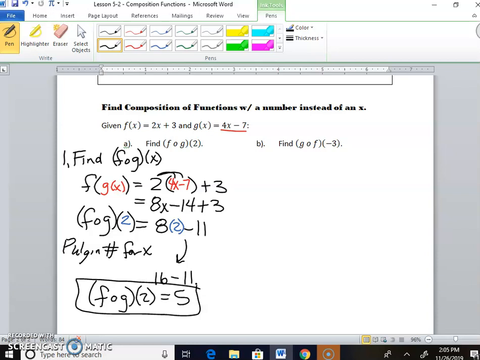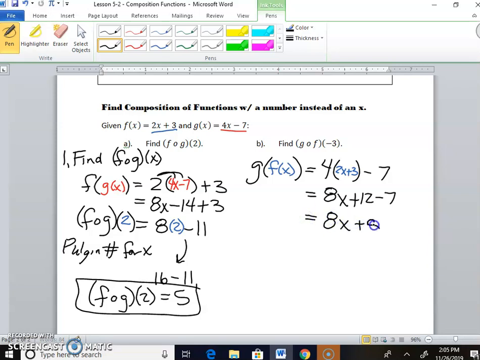One more over here. I've got g open circle f of negative 3. So I need to find g of f of x first. So my g function is 4 times whatever my f of x is, so that's 2x plus 3, minus 7. That's going to give me an 8x plus 12 minus 7. Okay, which gives me an 8x plus 5.